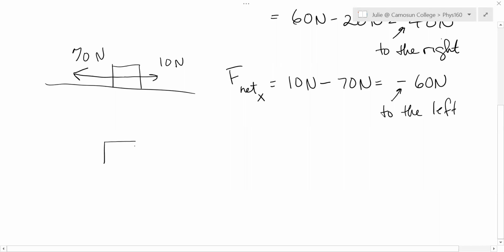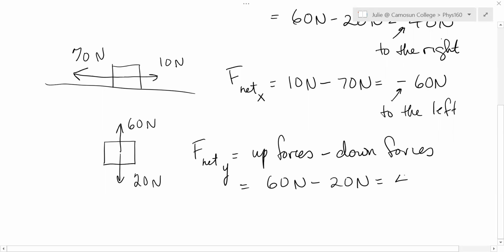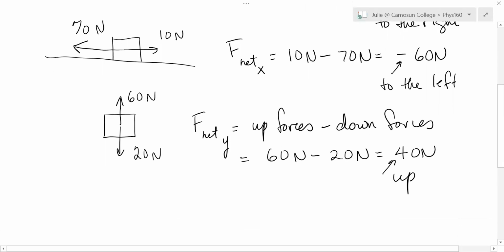Okay, it works the same way with up and down. So if we have an object, say it's just in midair, and maybe it has a parachute on it, so there's a force up of 60 newtons, and then maybe the force of gravity is only 20 newtons. Well, the net force in the y direction is up forces minus down forces. And so this would be 60 newtons up minus 20 newtons down, and this net force would be 40 newtons, and because it's positive, that would be up if we're talking about the y direction.